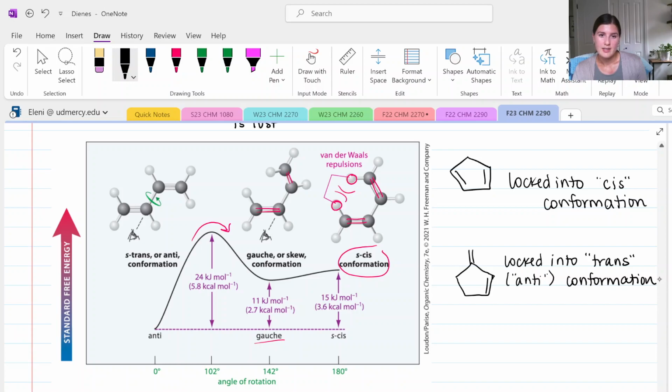So we see on this graph here, the energy scale, that the cis conformation molecule, so really we're looking at energy levels here, here, and down here. So the cis conformation compared to gauche compared to anti is the highest energy conformation. A higher energy conformation is less stable. That also means that it's more reactive. So the next group of reactions that we'll talk about in this class involve dienes that are in the cis conformation.